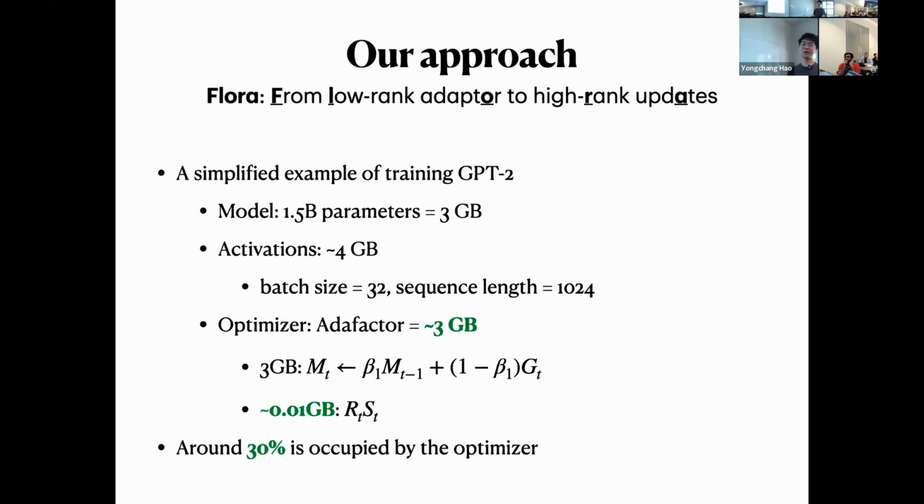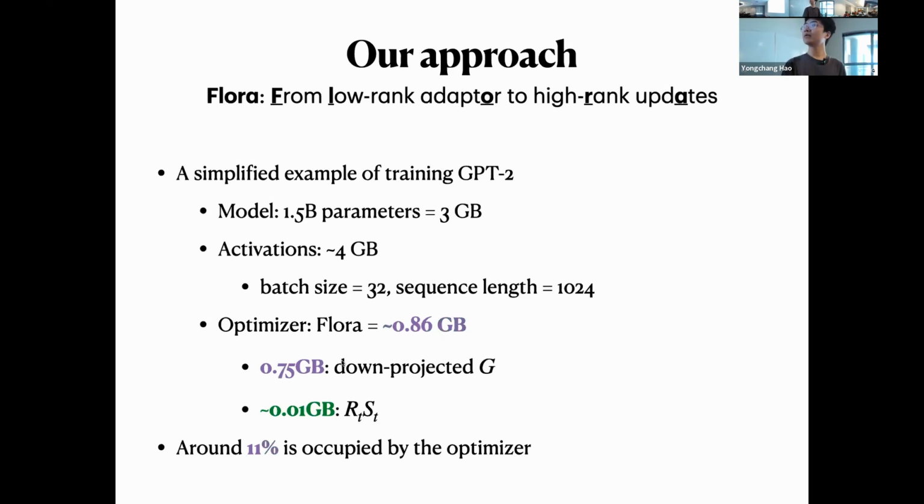So with our method, Flora, what's the memory usage of each part? We can see that for the model, we did not change the model, so it stays the same for activation. But for optimizers, originally we have 3 GB here. Now we only have 0.75 GB by setting R equals 1/4 of the dimension of the matrix. And in this case, the total memory usage of the optimizer will only be around 0.86 GB.